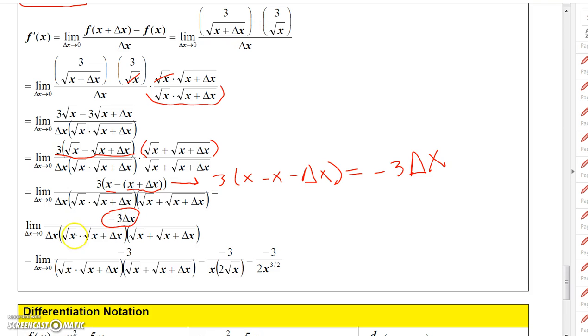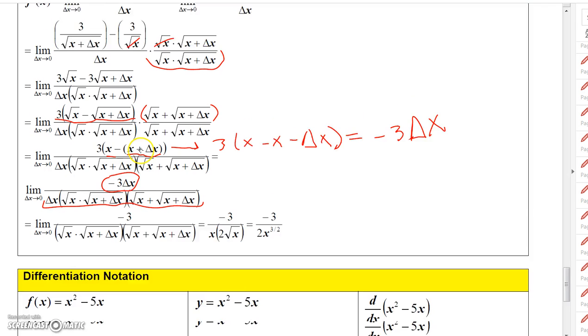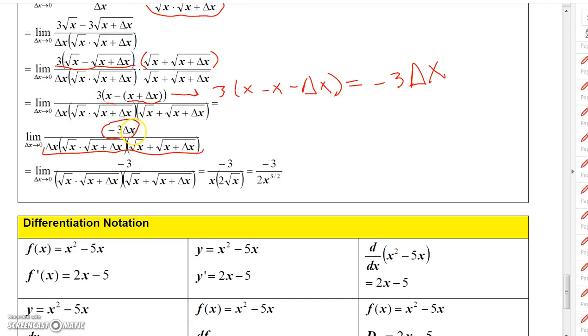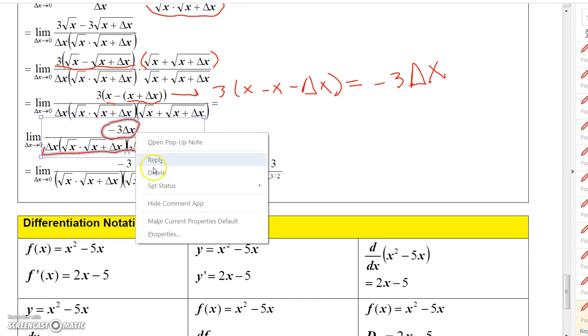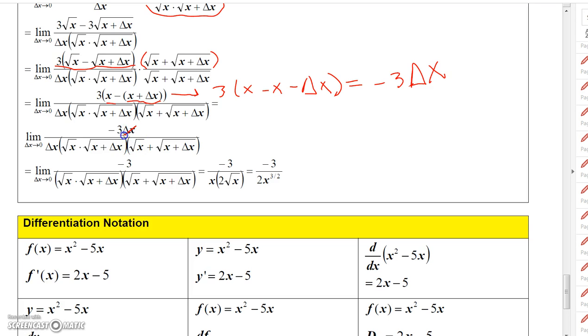Notice on the bottom, I did not try to multiply any of this together. There's really no need to multiply here, because what's going to happen in the next step is that the delta x's are going to cancel. Delta x over delta x is just going to give me 1. So on the top I have minus 3 times 1, which is just minus 3. And then on the bottom the delta x cancel.